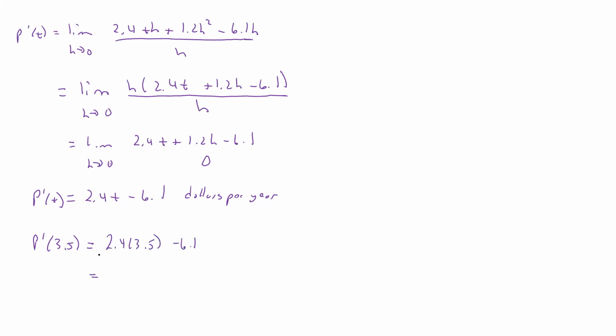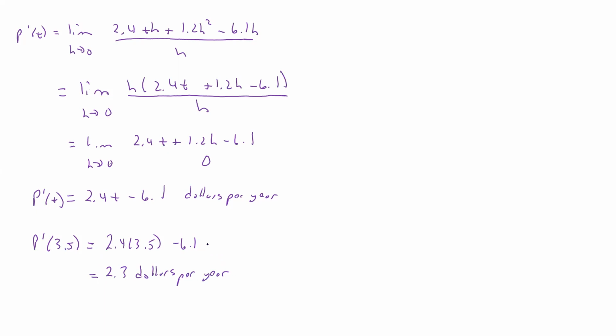And so if we take our calculator out, which is right here, 2.4 times 3.5 minus 6.1, that's going to be 2.3, and that's dollars per year.